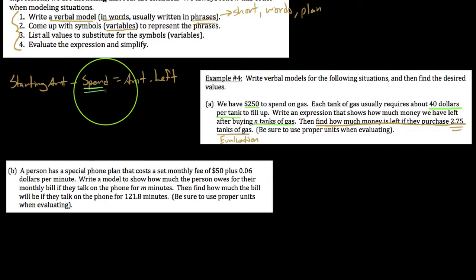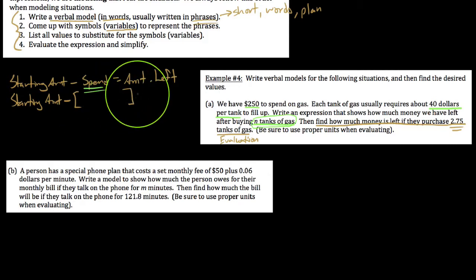We say, well, how much do I spend? It depends upon how many tanks of gas you buy. Let's talk about this honestly. N is the value that we're using to represent tanks of gas, but we're going to write it out first. It'd be the starting amount minus, now when I say spend, how much do I spend? Well, it depends. How many tanks of gas did I buy?